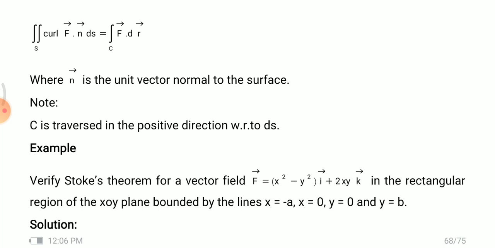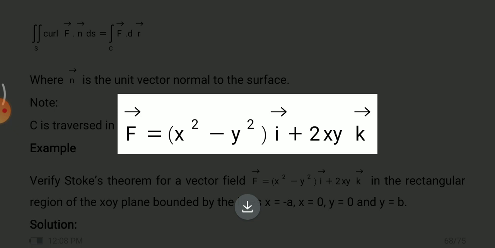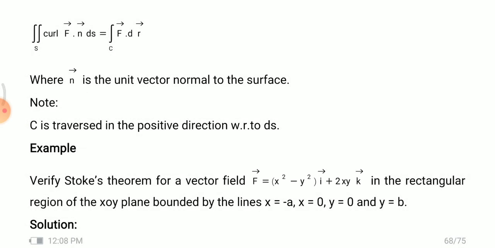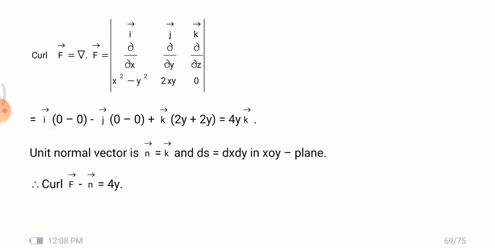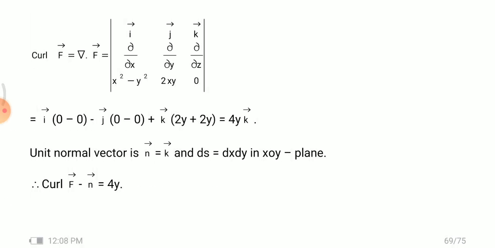See the first example. Verify Stokes theorem for a vector field F vector equal to x square minus y squared into i vector plus 2xy j vector in the rectangular region on the xy plane bounded by x equal to minus a, x equal to a, y equal to 0 and y equal to b. Solution. First of all, you have to find curl F vector because it is needed to find the left hand side of the given formula. Right? So curl F vector means del cross F vector.